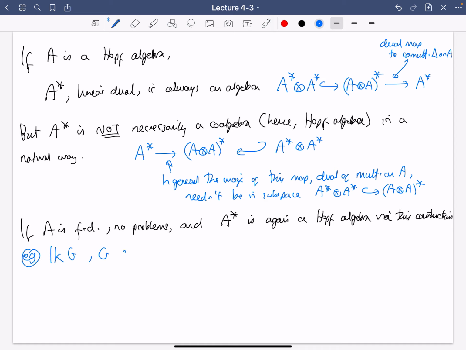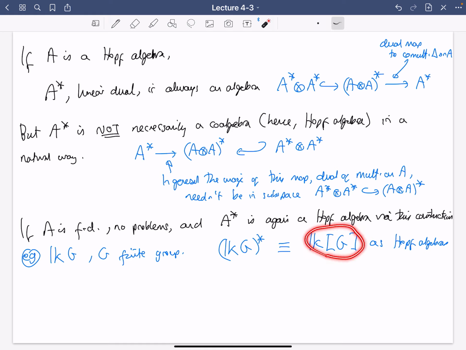The coordinate algebra of a finite group. Then the dual of that Hopf algebra is again a Hopf algebra. And in fact, this is exactly the same thing as the coordinate algebra. You see, finite groups are also algebraic groups, right? So you have this Hopf algebra that's the coordinate algebra of that finite group, thought of as an algebraic group now. And in fact, the coordinate algebra is exactly the dual of the group algebra in that case. And this is even as Hopf algebras.